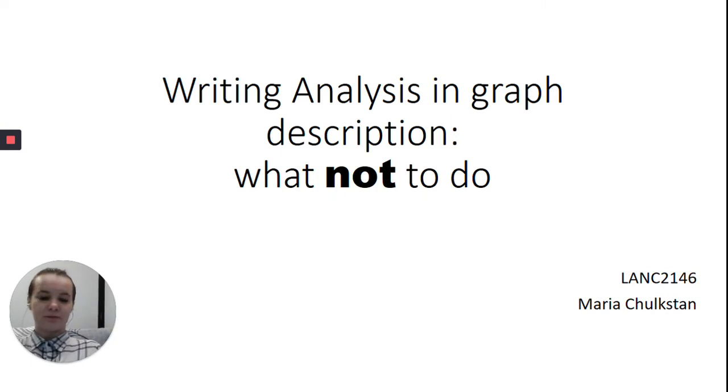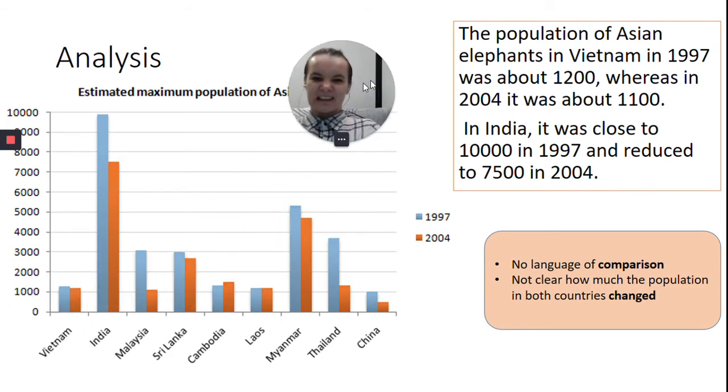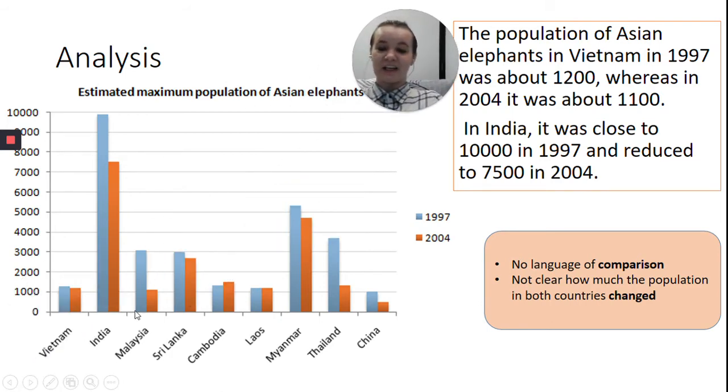Well, take a look here. Take a look at this graph, this bar chart. It compares the population of Asian elephants in various countries in 1997 and 2004. Okay, and here is what some students would write.